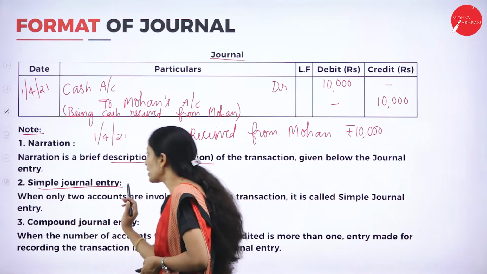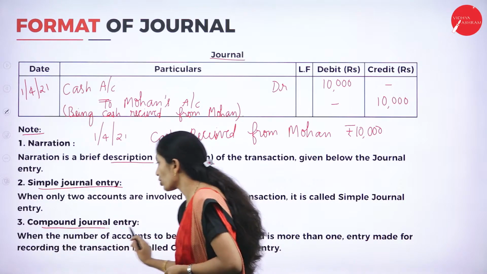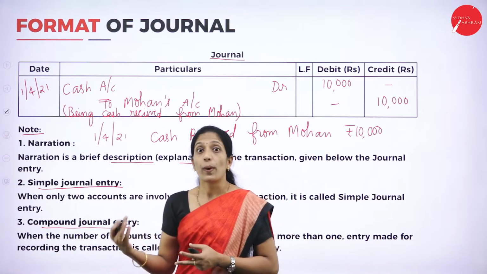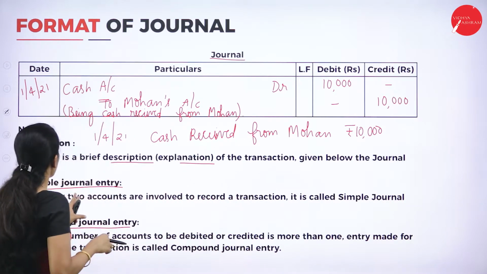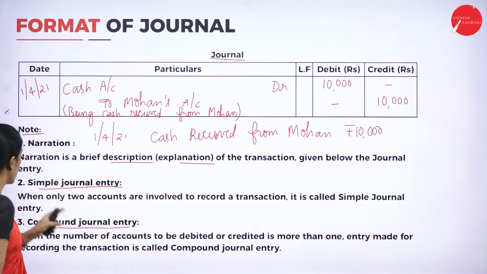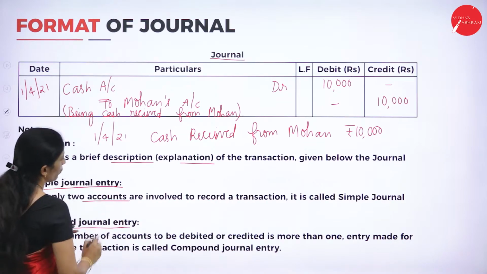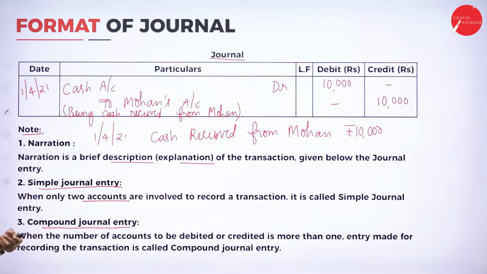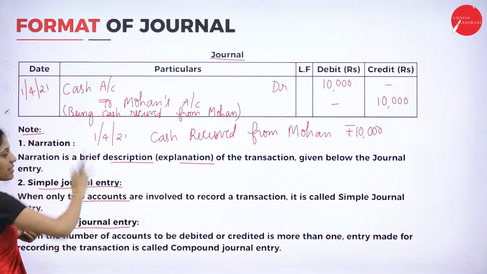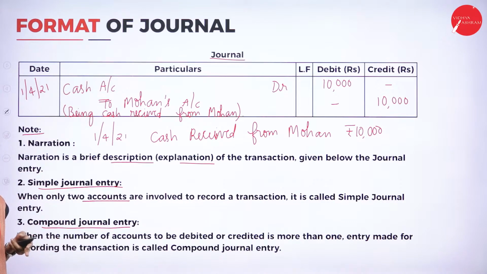Now what are the simple journal entry and compound journal entry? So there are two types of journal entry. One is simple journal entry, the other one is compound journal entry. Now, first we shall see the simple journal entry. When only two accounts are involved to record a transaction, it is called a simple journal entry. Now, if you see this transaction, this is a simple journal entry where there are only two accounts. One account is debited, the other account is credited. So, this is known as simple journal entry.